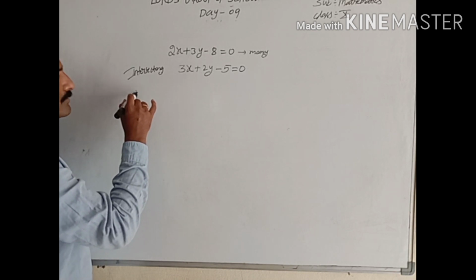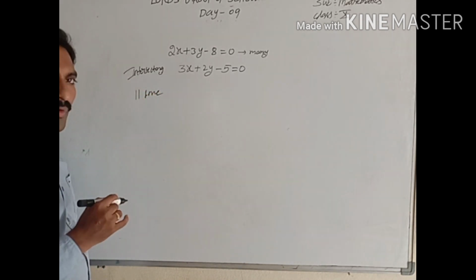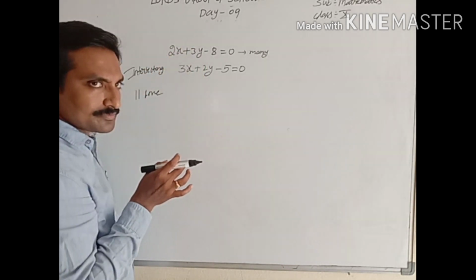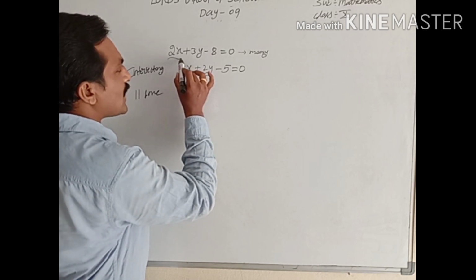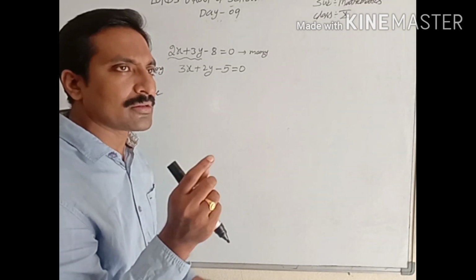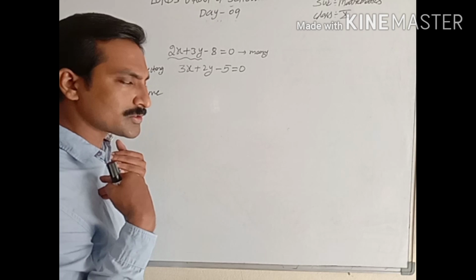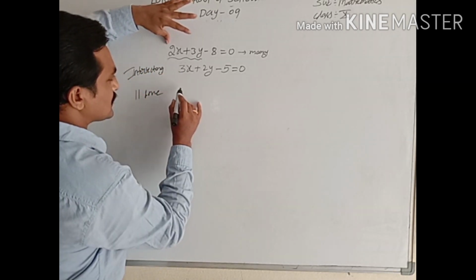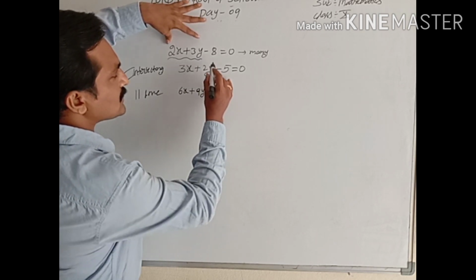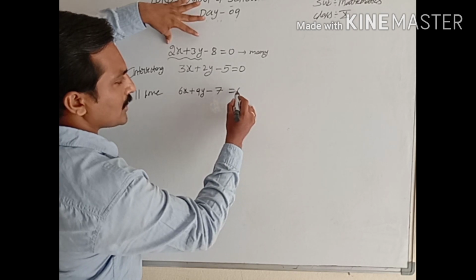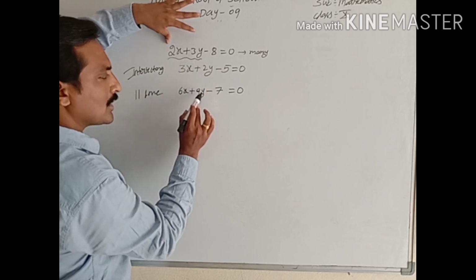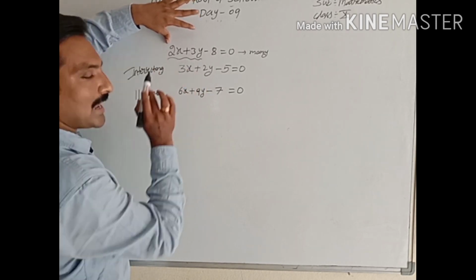If you want a parallel line, then in the given linear equation, the x and y coefficients are both multiplied by one particular number of your wish. Now we select 3. 3 twos are 6x plus 3 threes are 9y minus, I will change this one, 7 is equal to 0. You have to multiply only the x and y coefficients by that number, and only then is that line parallel to this line.